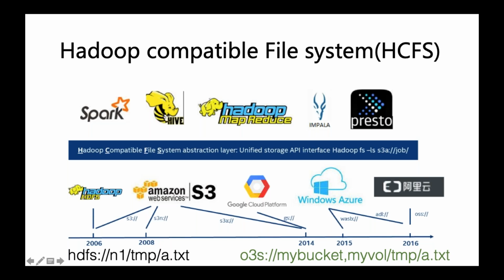Actually, HCFS has become a standard API of the Hadoop ecosystem. For example, the file system scheme of HDFS is a distributed file system. The scheme of O3FS is the basic Ozone file system. These are two examples, one for HDFS, another for O3FS. It is an HCFS path pattern.